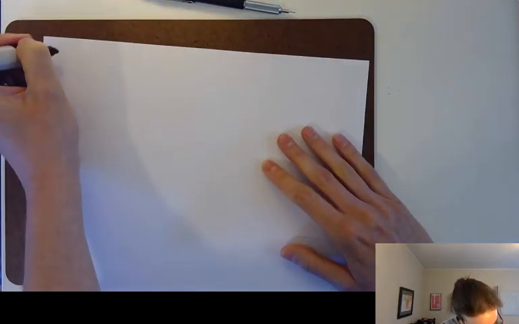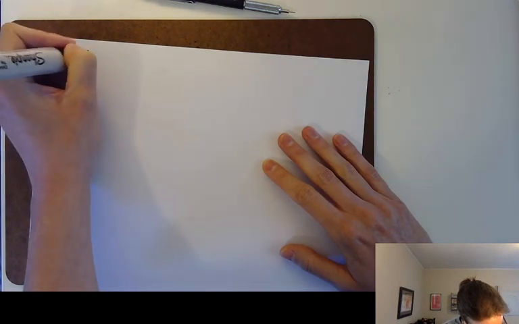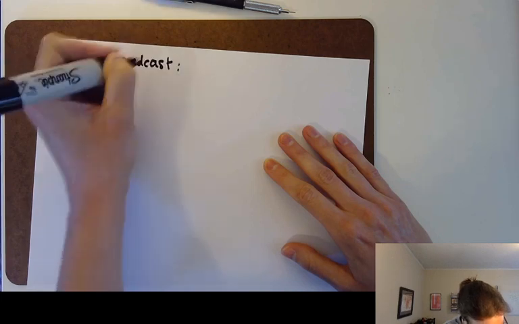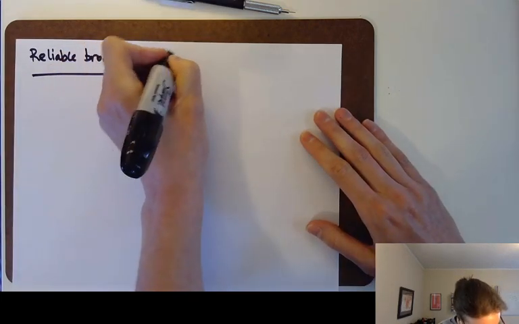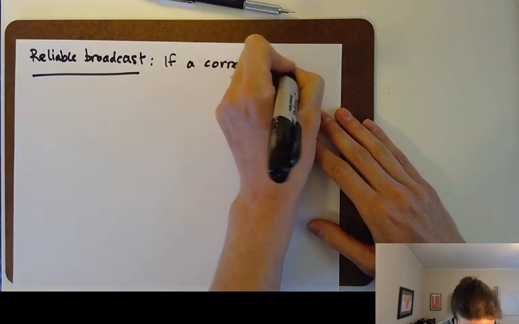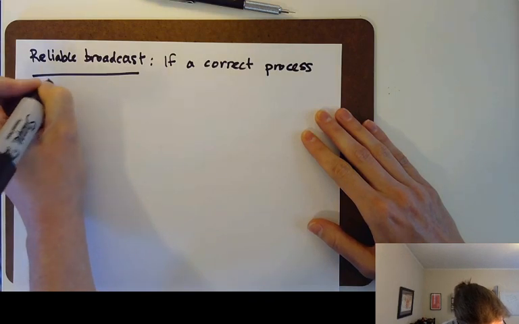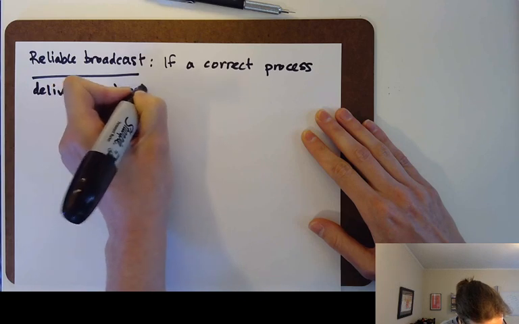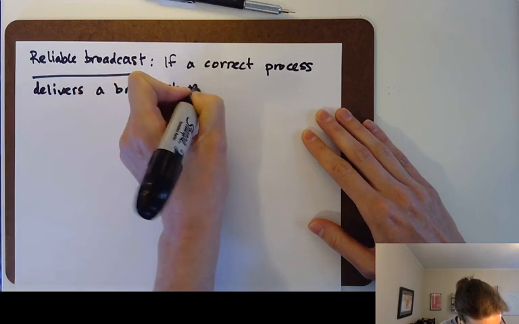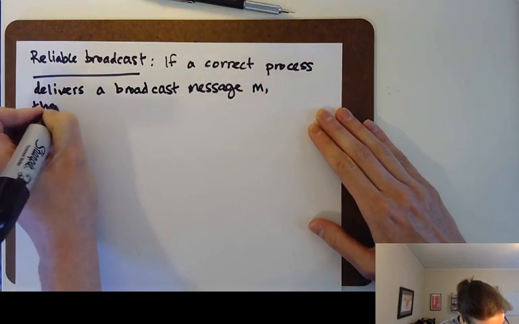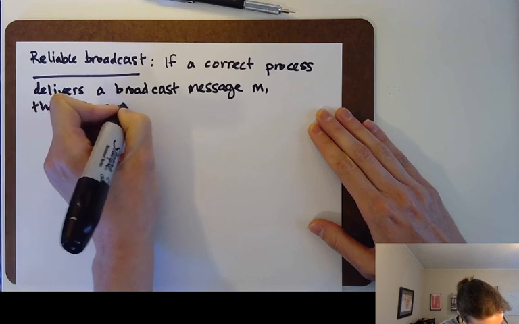So I'm going to define reliable broadcast this way. We'll say, if a correct process delivers a broadcast message M, then all correct processes deliver M.